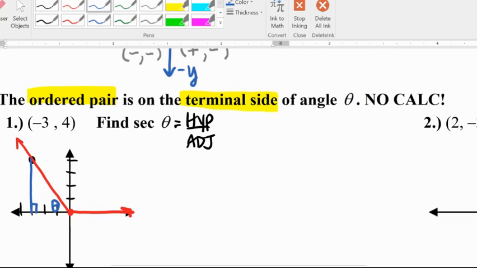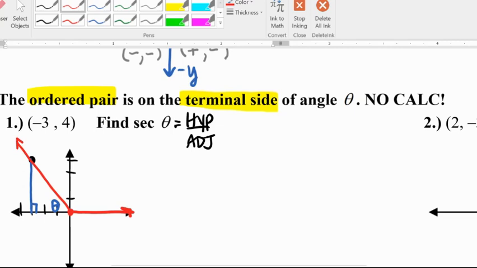Because the original angle, we just don't know where it was. We don't know if the original angle was positive or negative, but that's not really important. We don't need to necessarily know if it was positive or negative. We just need to know that the reference angle, which is an acute angle from the terminal side to the x-axis, is what we're going to use to find hypotenuse over adjacent.